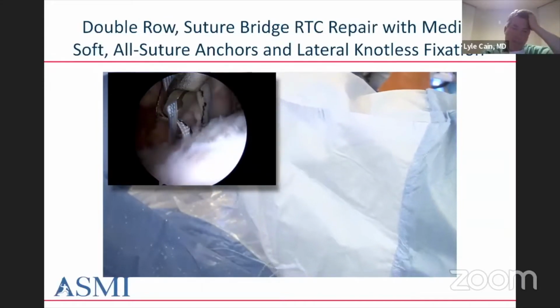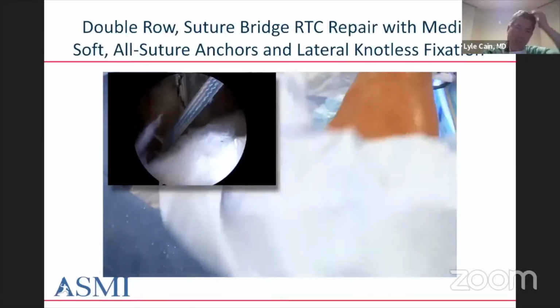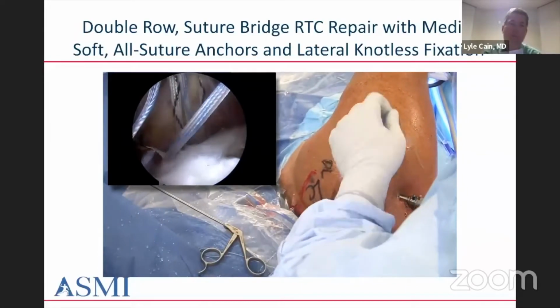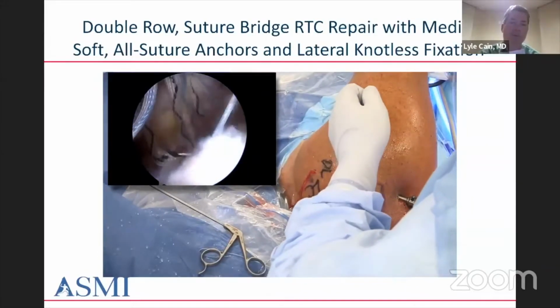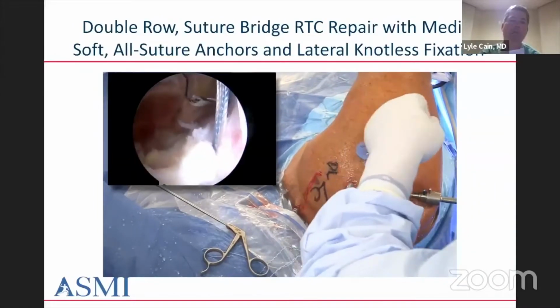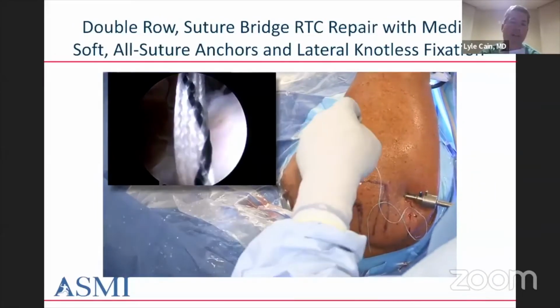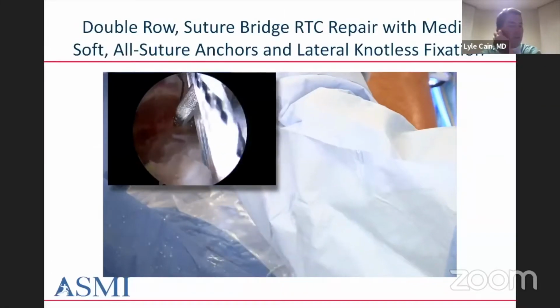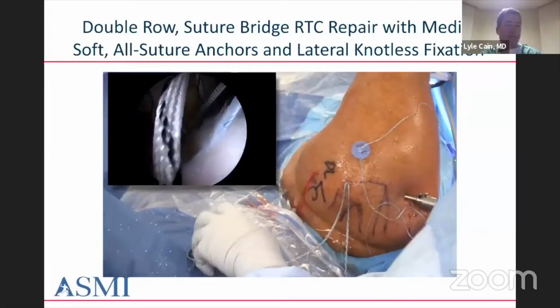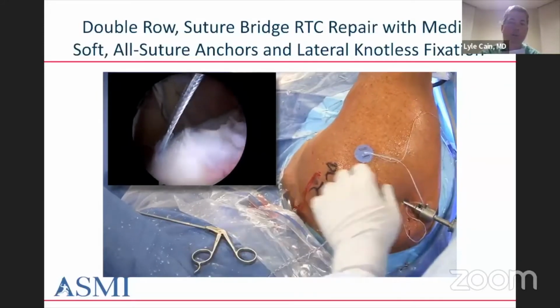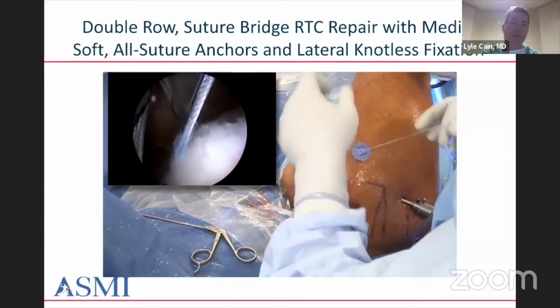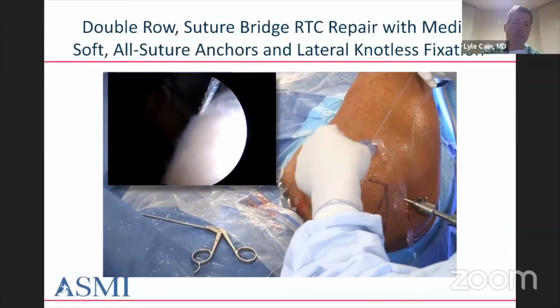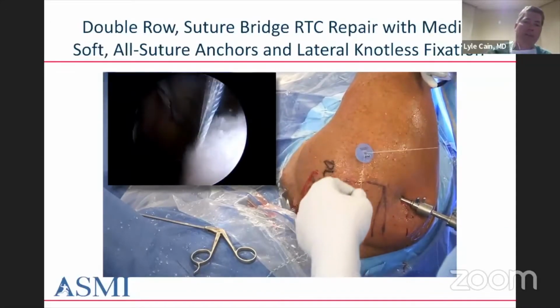When I tie my sutures, I like to use the most medial suture or the most central suture as my initial post. And the reason I do that is I think it gives you the best reduction of the rotator cuff tendon back to the humerus. If you start on the front or the back, sometimes you'll tether the rotator cuff anteriorly or posteriorly, and it's hard to get the central portion of the cuff to advance back to the tuberosity.